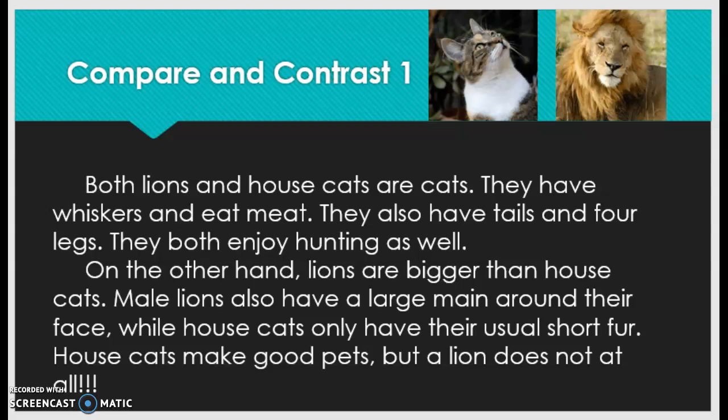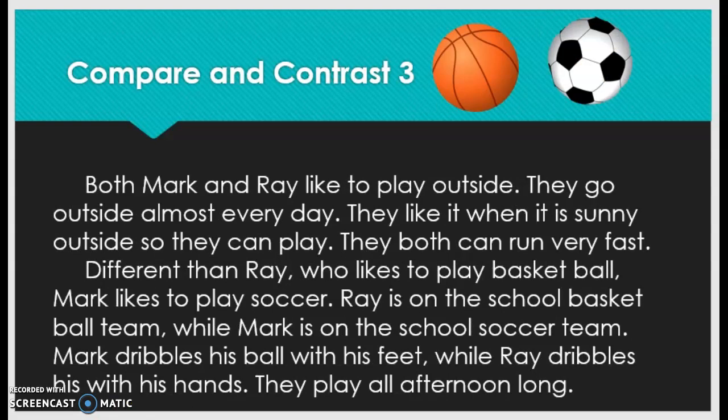So what keywords have you found? Let's see. I see right here the word both. Then, ooh, also. So this is the part where they're comparing. They're saying the parts that are the same. Then this part we have, it's saying the things that are different. On the other hand, lions are bigger. Lions have a mane. House cats have short fur. House cats make good pets. So when you're looking for compare and contrast paragraphs, be looking for things that are the same and things that are different.